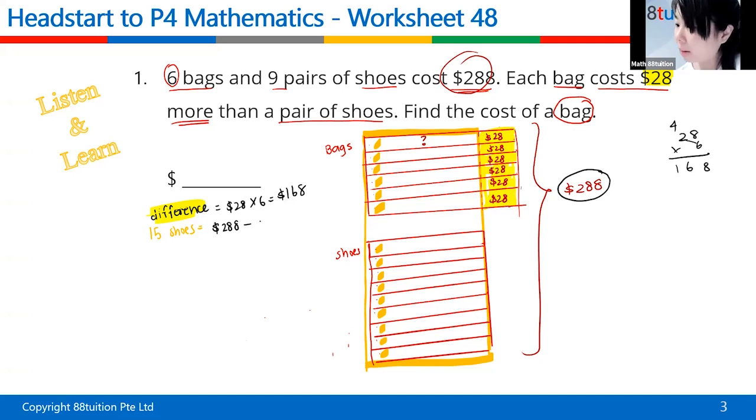So how do I find 15 shoes? Okay, I take 288 minus the difference, which is 168. Can Wensing understand? Lakshana understand? Okay, so 288 minus 168, very simple. I have 120. So if I know the price of 15 shoes, what is the next step, Lakshana?